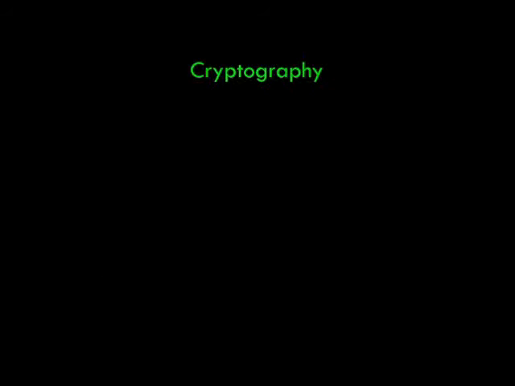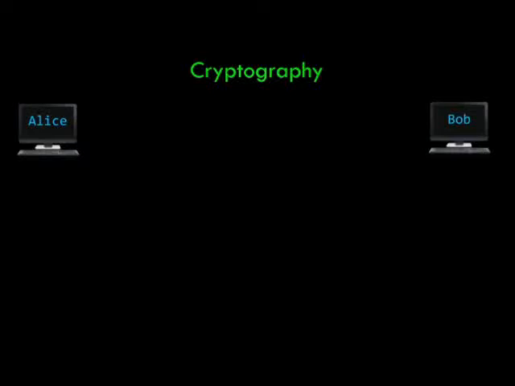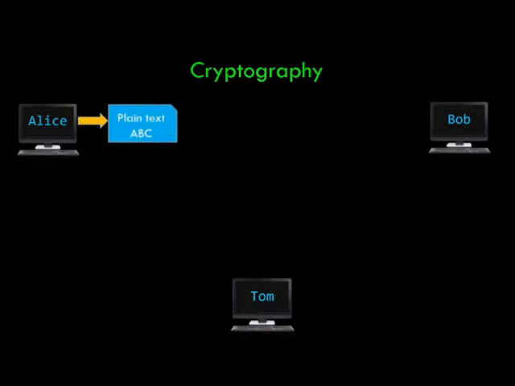Now let's first understand what cryptography is. Cryptography is to hide your message. With an example, we can understand it, where Alice and Bob want to communicate with each other. Alice and Bob are smart enough, and they know there will be a third person, Tom, listening to their conversation on the network.